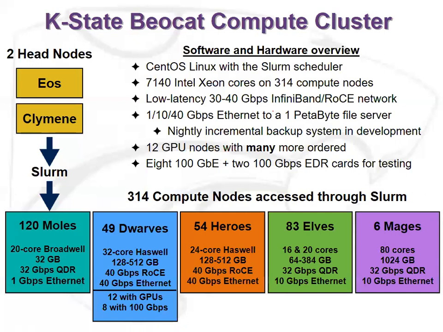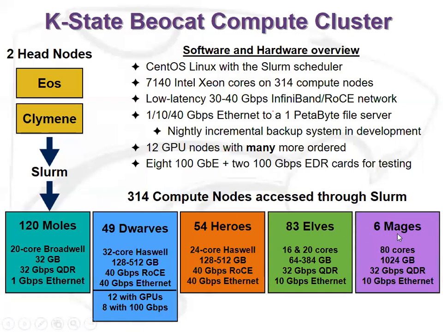I'll start out with just a generic picture of what Beocat is. When you get on Beocat, we have two head nodes, Eos and Climbing. Those are the nodes that you do your compilations on, you set up your data with, all that kind of stuff. When you get to running code, you'll submit it to Slurm, the scheduler, and the scheduler puts it on one of the compute nodes, depending on how you set up your script.